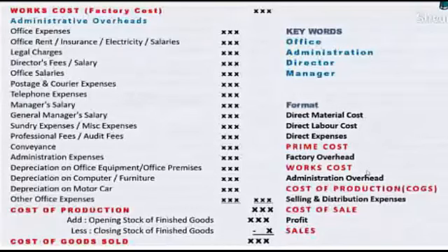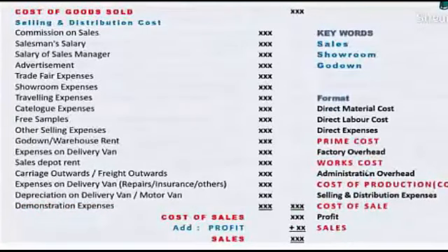Now here technical words are there. Works cost, add administration overhead, we reach cost of production. When you make an adjustment of opening and closing stock of finished goods, we reach the new word called cost of goods sold. So cost of goods sold is calculated at this juncture. We'll go further. In cost of goods sold, see on the right hand side I'm giving you keywords.